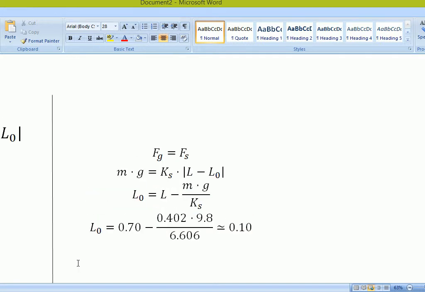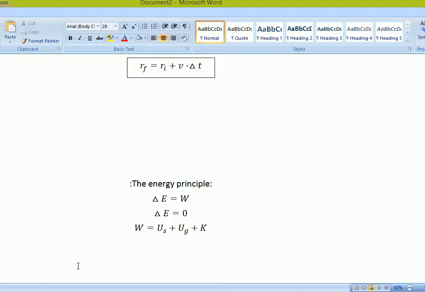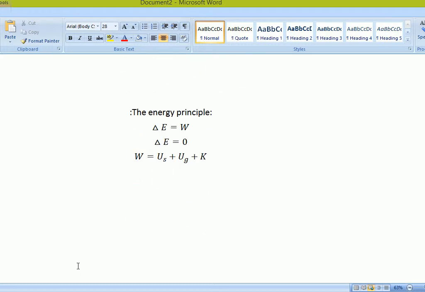Now, let's take a moment to look at the fundamental principles that we're going to use. First, Newton's second law. This is a fundamental principle we're using to predict the motion of the system. And these are the two forms I'm using in this lab. Second, the energy principle. This deals with transferring energy from and to the system. This is how it looks.